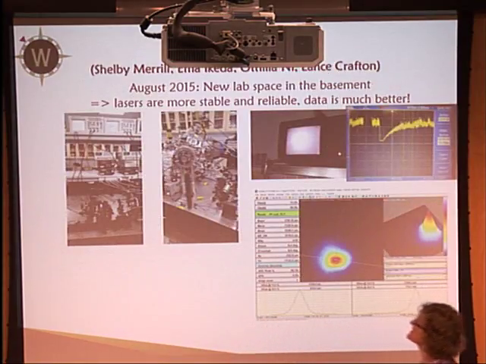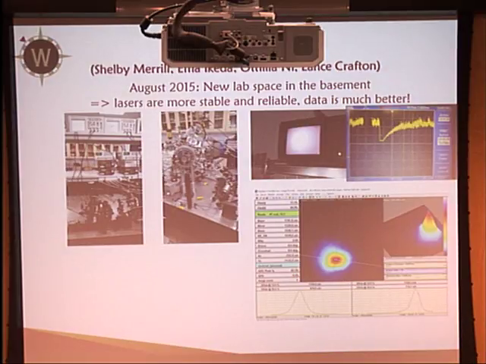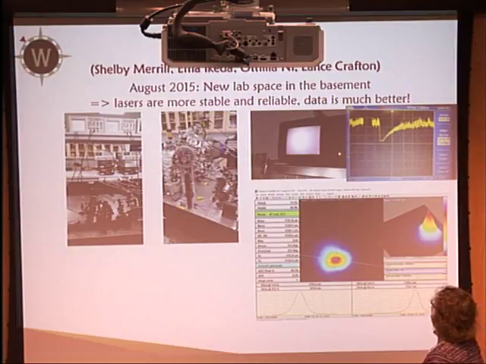We've made some improvements since then, and the biggest one was in August 2015, when I could finally move my lab from the third floor in the building into a newly renovated space in the basement. And that made everything so much happier. The lasers were stable, and everything is just so much happier.